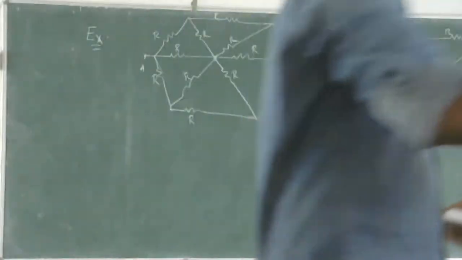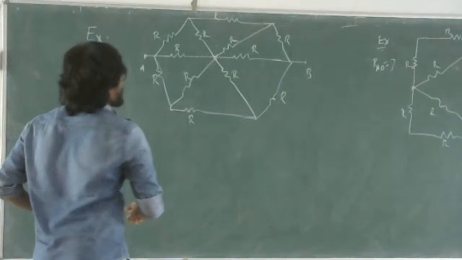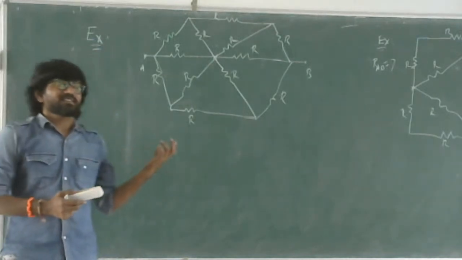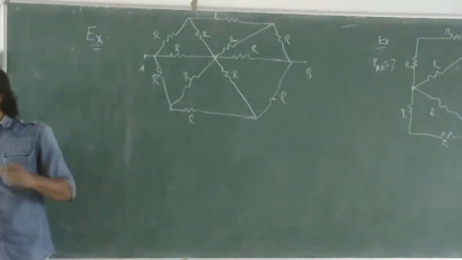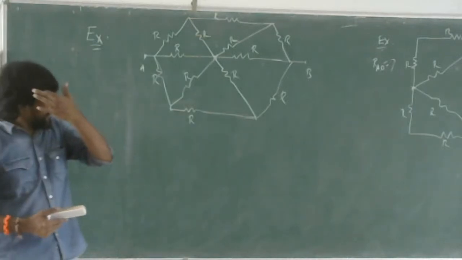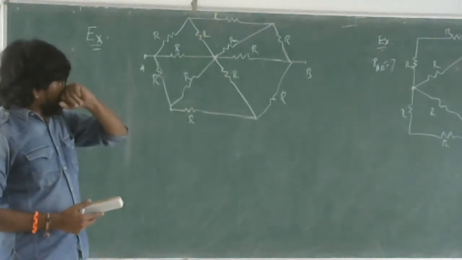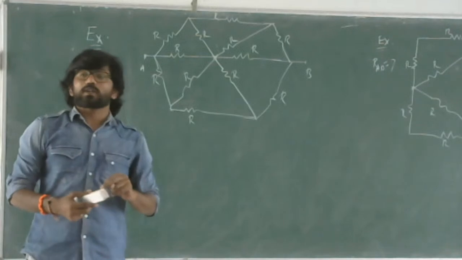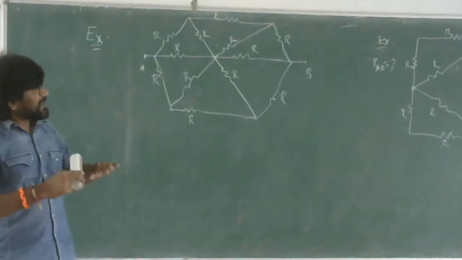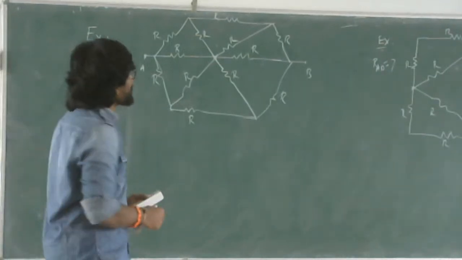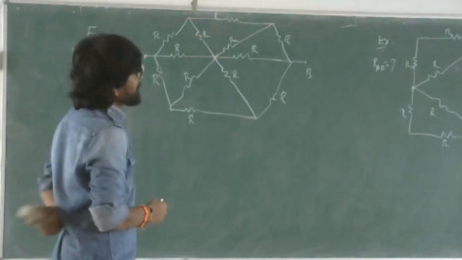While working with this kind of questions, we can use some symmetry relations. Usually we come across two kinds of symmetry relations. One is mirror symmetry and another is folding symmetry. Mirror symmetry and folding symmetry.